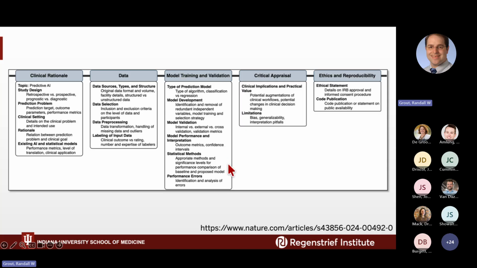Obviously, the statistical methods, performance errors and what was done about those, the clinical implementations, the limitations, always in a paper. So in algorithmic research, you're often looking at bias versus generalizability. And of course, ethics statements around IRB approval, informed consent, and reproducibility, being, is this code reproducible or publicly available? So common things that you may remember from other frameworks, but adapted into the AI space.